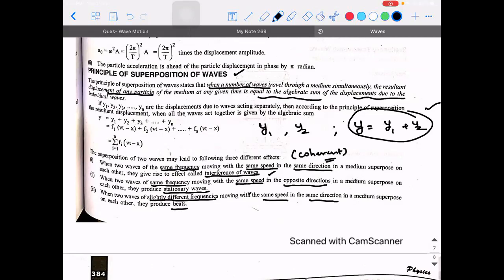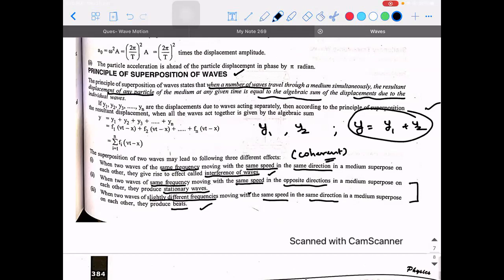Stationary waves has something to do with sound. Stationary waves is a term used for designing a musical instrument. Beats is also a term that is related to sound. So in this chapter, though the name of the chapter is waves, we will mainly be discussing sound waves, because light waves is dealt in wave optics.